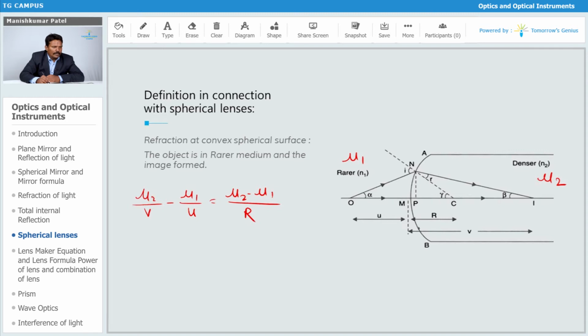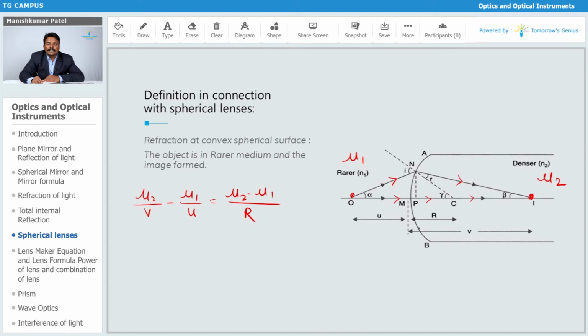So how can you find the image? The object is placed over here, and this is one of the rays. When it enters this denser medium, this is the normal, so it gets bent towards the normal. Another ray moves as it is. Both rays meet at this point, so there is a formation of the image over here.